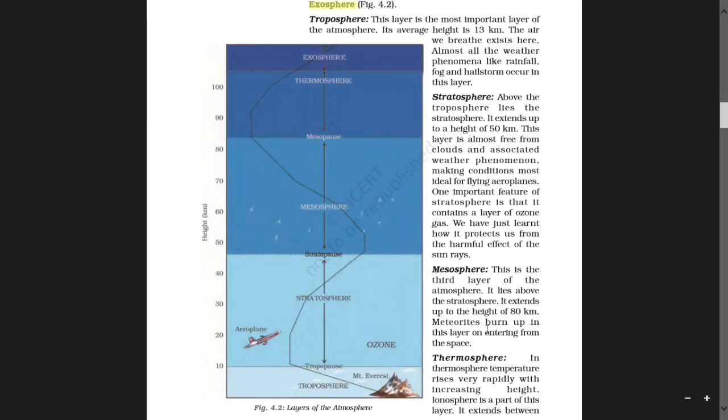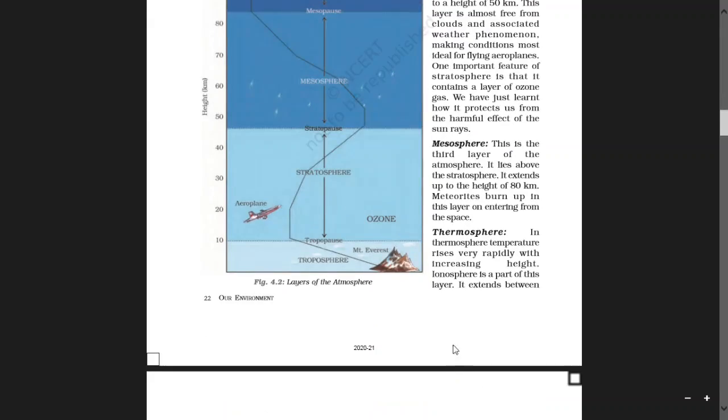Meteorites burn up in this layer on entering from space. Now, the thermosphere. In the thermosphere, temperature rises very rapidly with increasing height. That means as height increases, temperature rises higher and higher very rapidly. Ionosphere is a part of this layer.